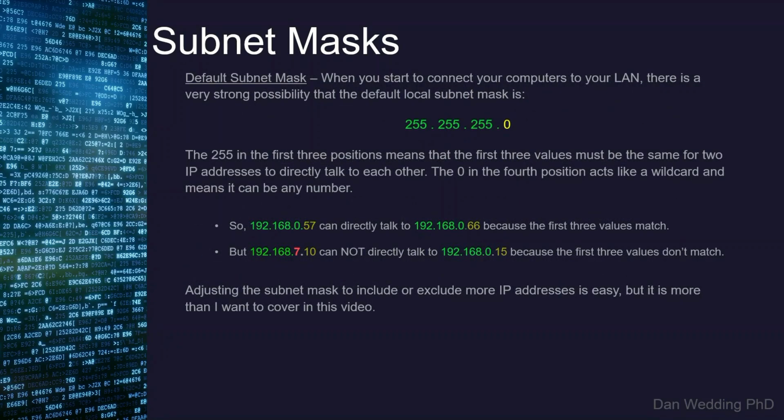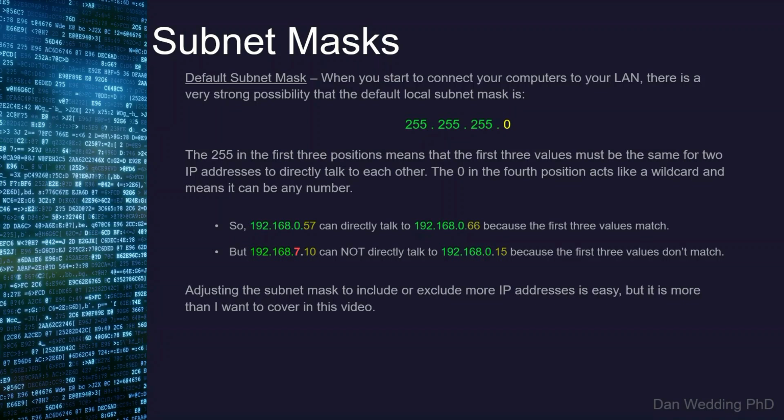When you start to connect computers to your LAN, there's a very strong possibility that the default local subnet mask is 255.255.255.0. The 255 in the first three positions means that the first three values must be the same for the two IP addresses to directly talk to each other. The 0 in the fourth position acts like a wild card and means that it can be any number.